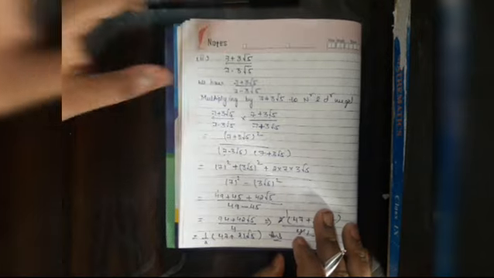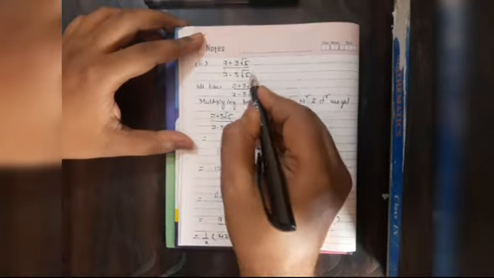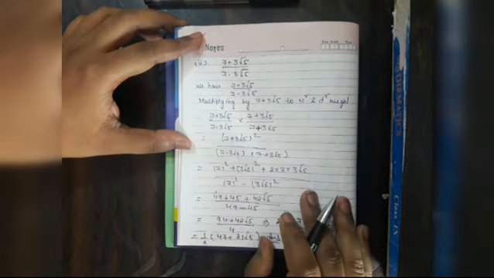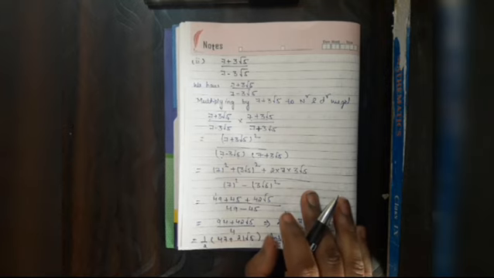In the next video I will discuss when the denominator has 3 terms. Here we are only discussing denominators with 1 term or 2 terms. In my next video we will discuss when it has 3 terms. Thank you students.